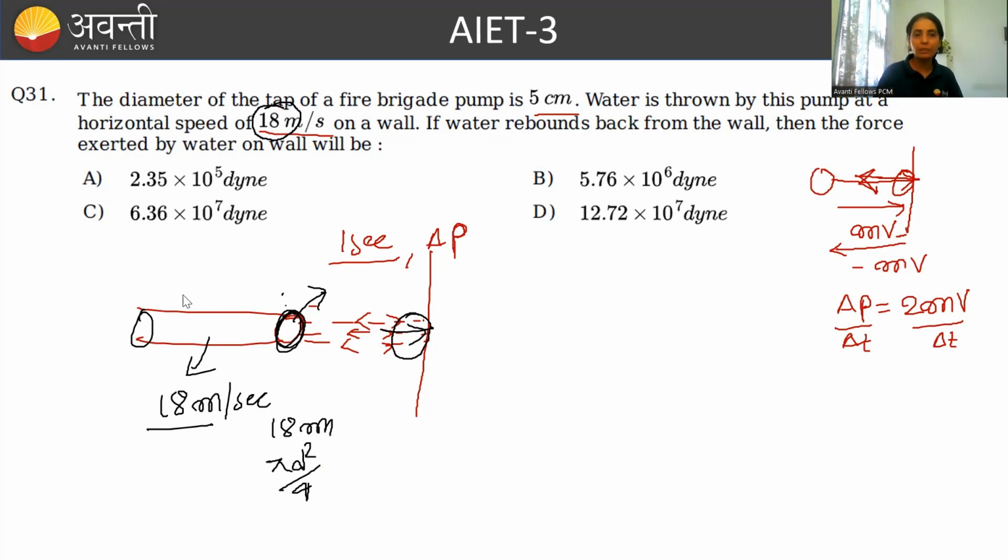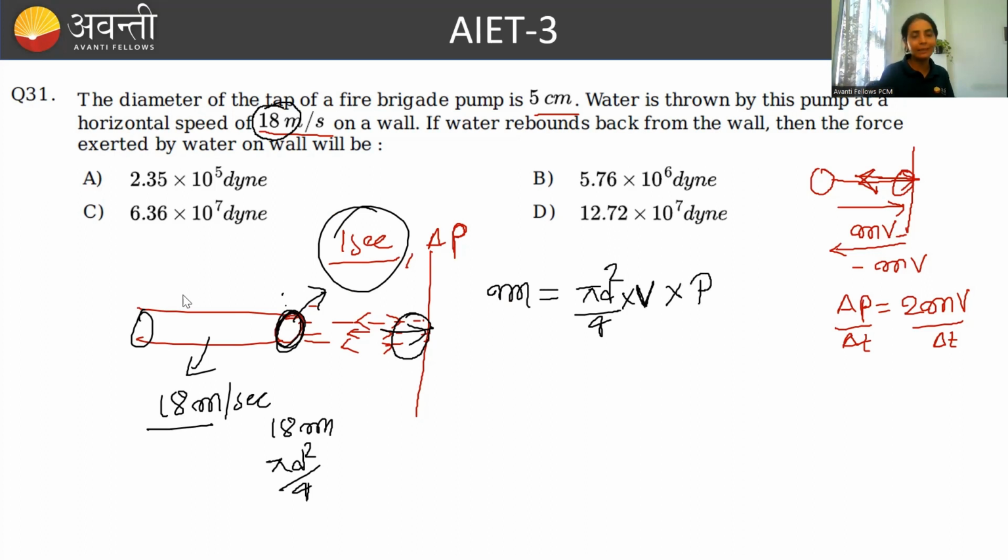Okay. So if I'm talking about 1 second, then mass of water hitting on the wall will be equal to how much? Mass will be equal to pi d square by 4 into velocity. This is the volume, right? Into density. Density को rho मान लो. Density water का क्या होता है? 1 gram per centimeter cube. ठीक है? So यहाँ पे देखो force भी we have to calculate in dyne, that is in CGS unit. So here also we need to take everything in CGS unit. Done. So this is the mass of water hitting here.